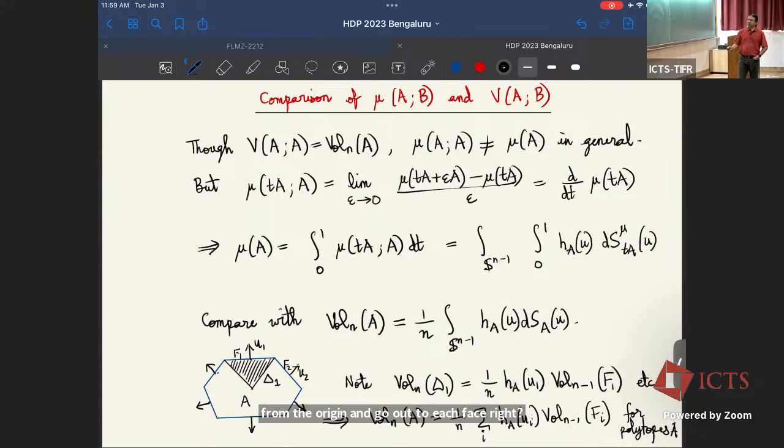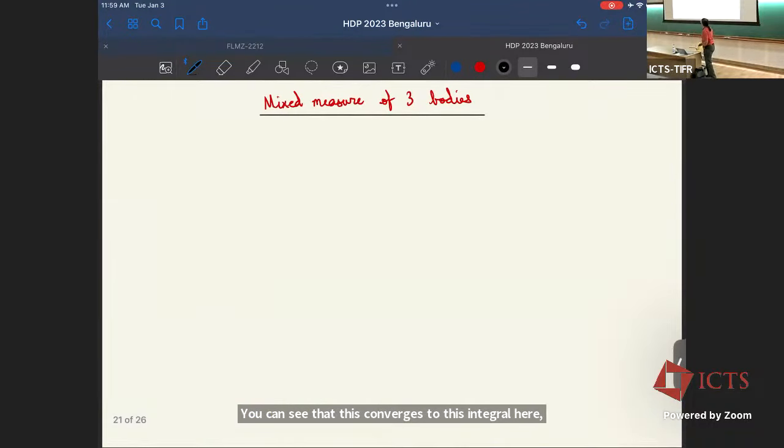And the volume of each of these cones, the formula for the volume of a cone is just 1 over n times the volume of the base of the cone, which is the (n minus 1)-dimensional volume of F_i, times the height, which is the support function in that direction. And so that means that the volume of A is just the sum. And by approximating any convex body by polytopes, you can see that this converges to this integral here.